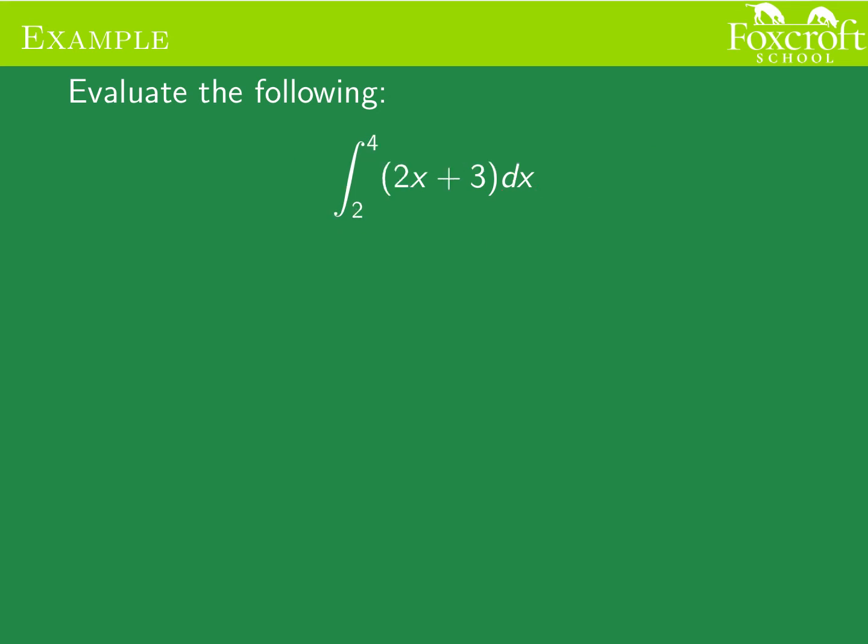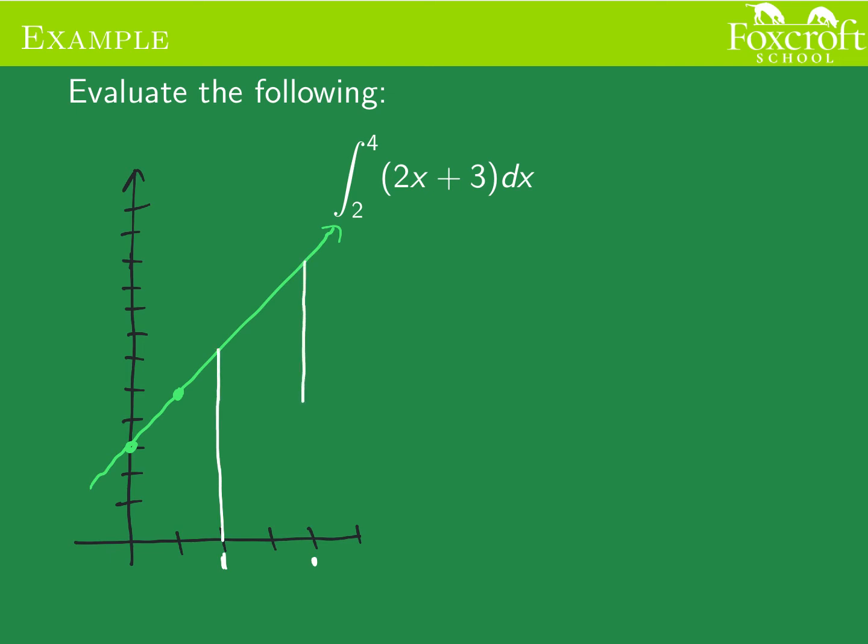Here, again, for right now, we can only use geometric principles to solve these problems. So if we look at what this graph is going to look like, 2x plus 3, it's a line. The y-intercept is going to be 3, and the slope is going to be 2. So if I go up 2 over 1, that'll give me my next point, and that's going to give me a line like that. And I want to find the area just from 2 to 4. So I start at 2, and I go until 4, and I'm going to try to find this area here.